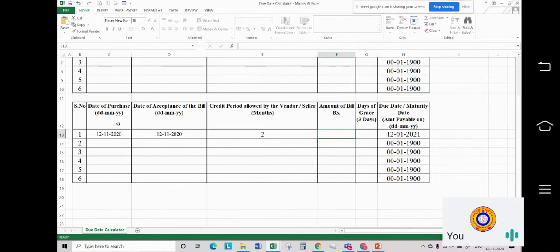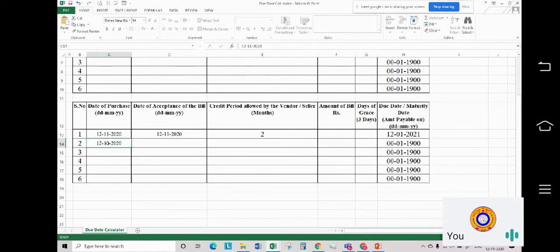As soon as I mention 2 here, that means the due date will fall on 12th of January from this particular date. From the date of acceptance only the formula has been driven. So that means it will be due on 12th of January. After giving the 3 days of grace, it becomes 15th of January. If there is no days of grace, it will be 12th of January. This is one pattern. The other pattern I'll also show you.